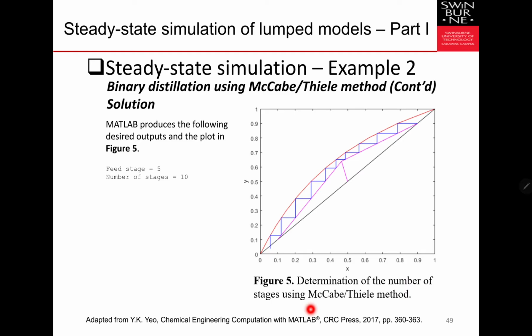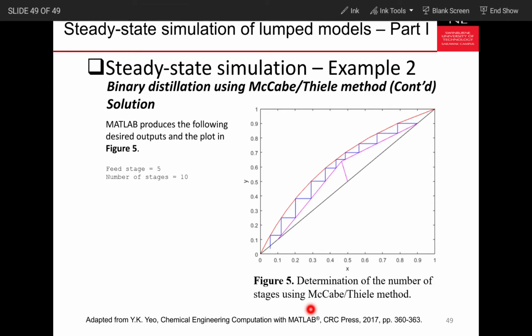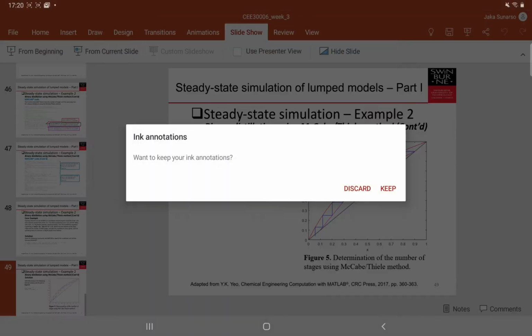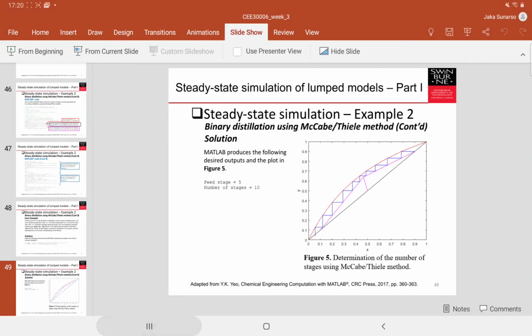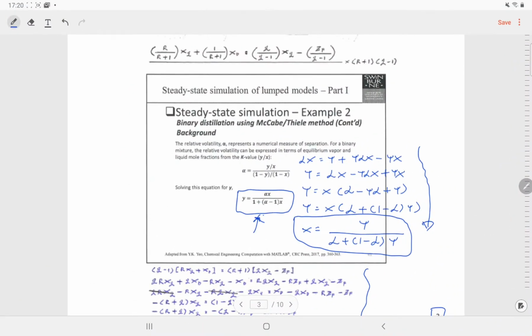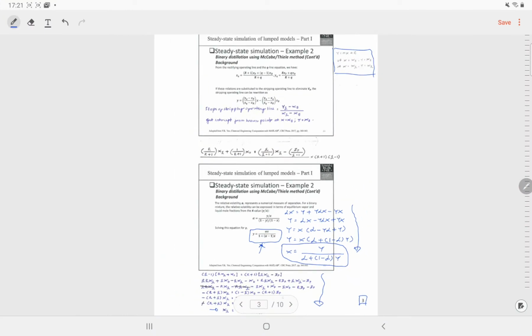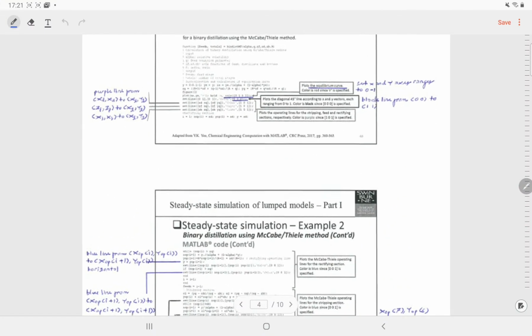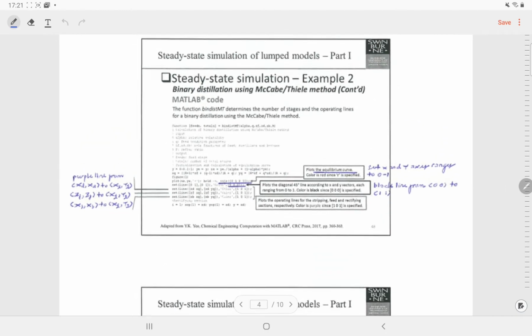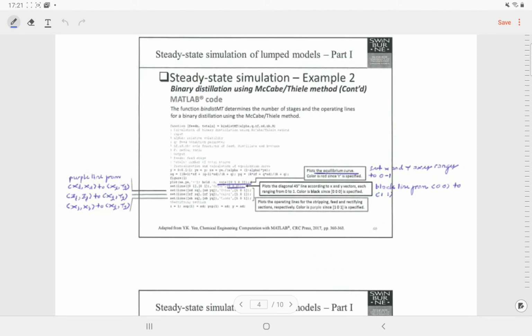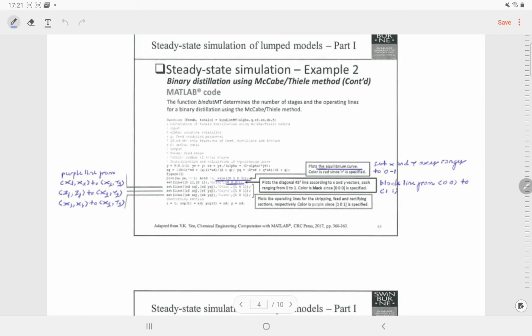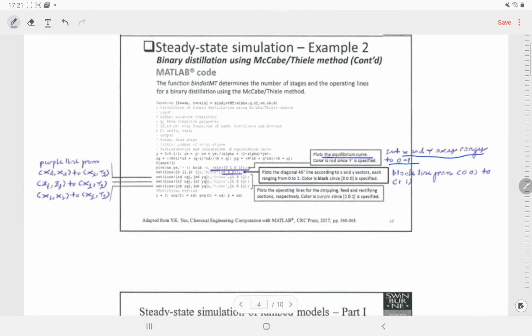Okay, what we get here is this figure, and the details of the MATLAB codes are given in the additional materials. So we can go back again. I have given something that is much more detailed here. For example, for this particular line, set the x and y axis ranges to 0 to 1.